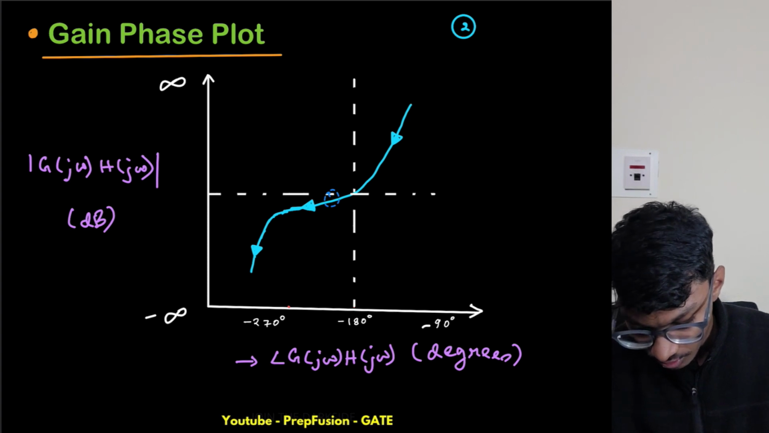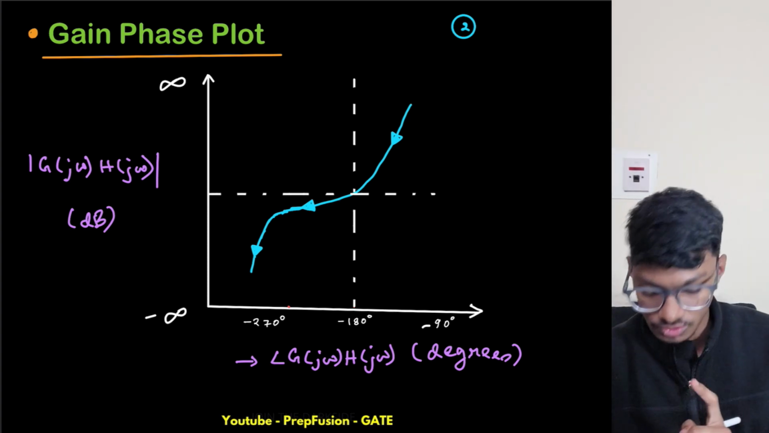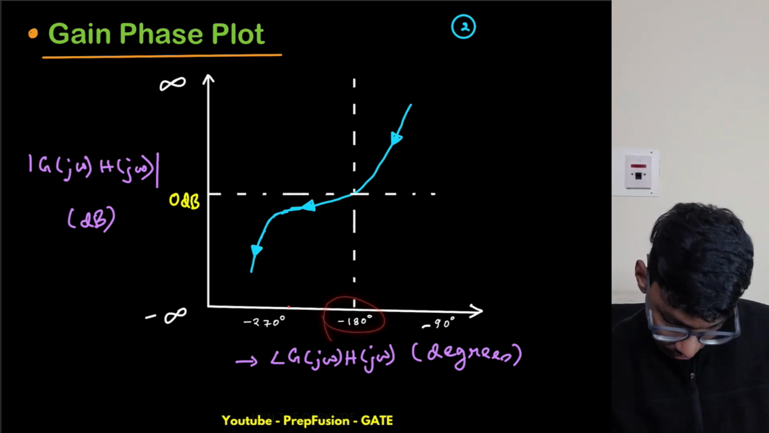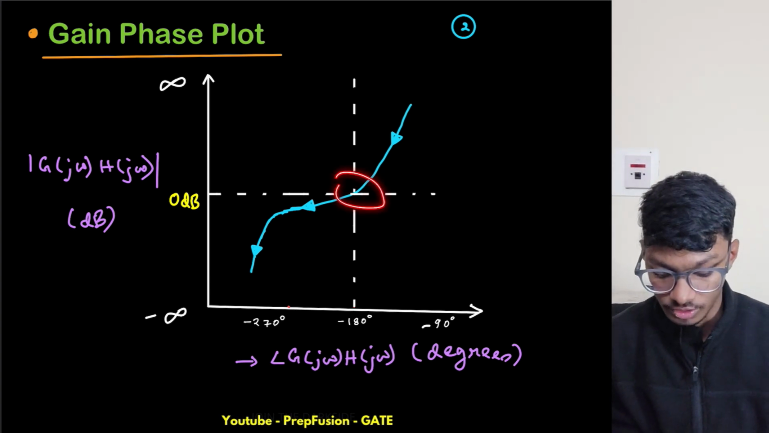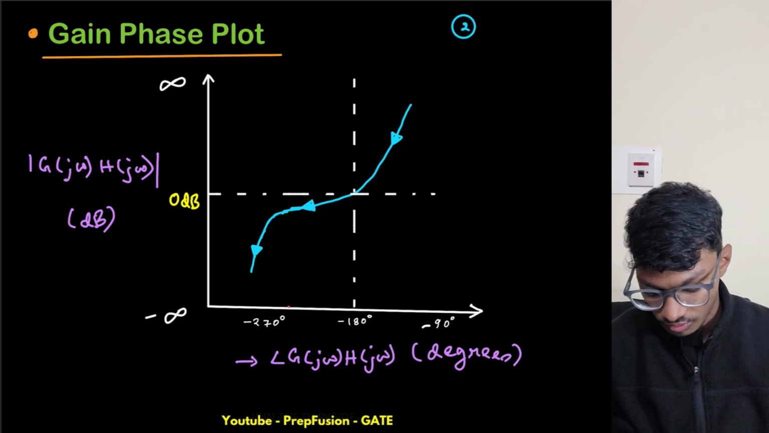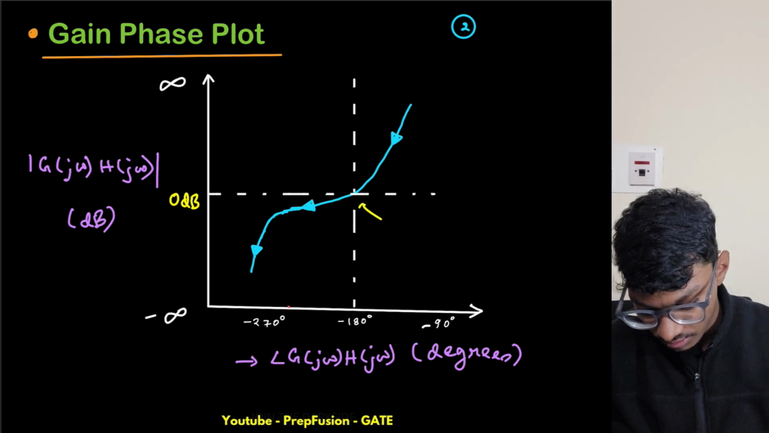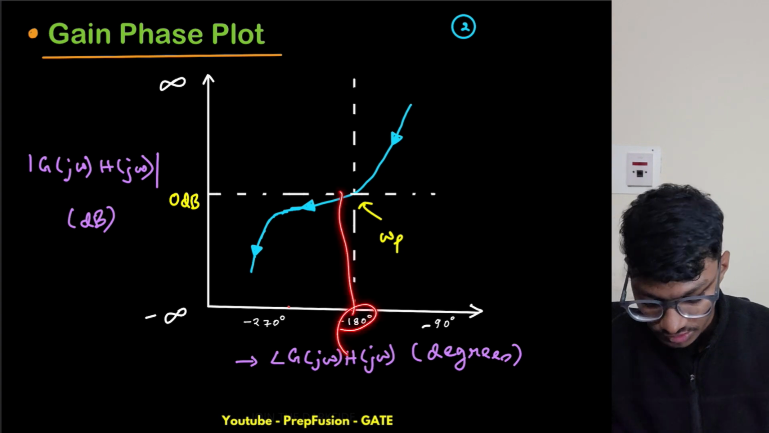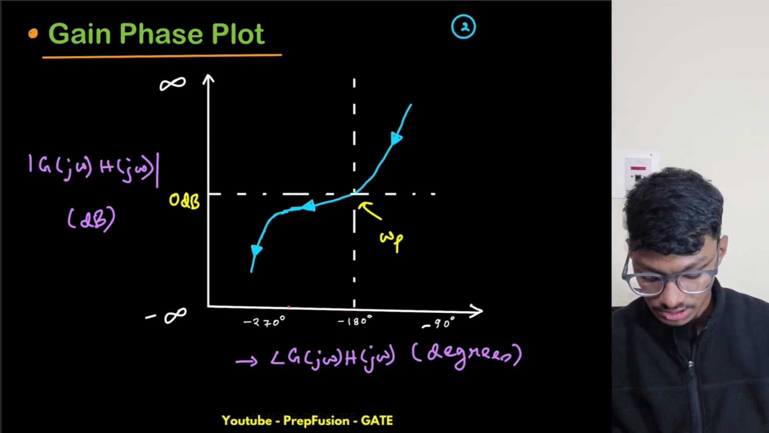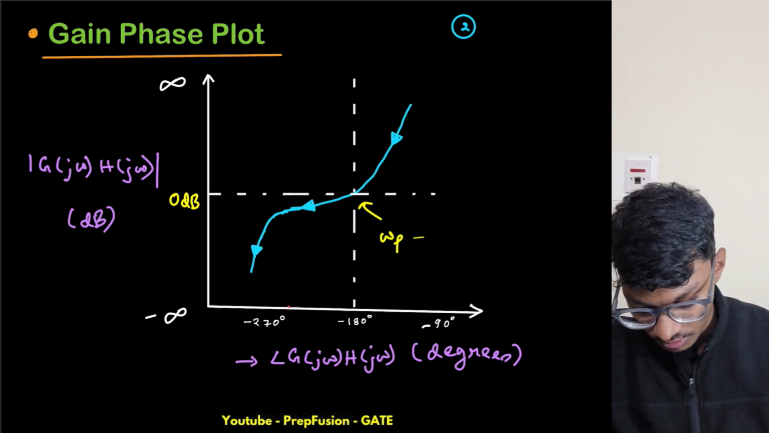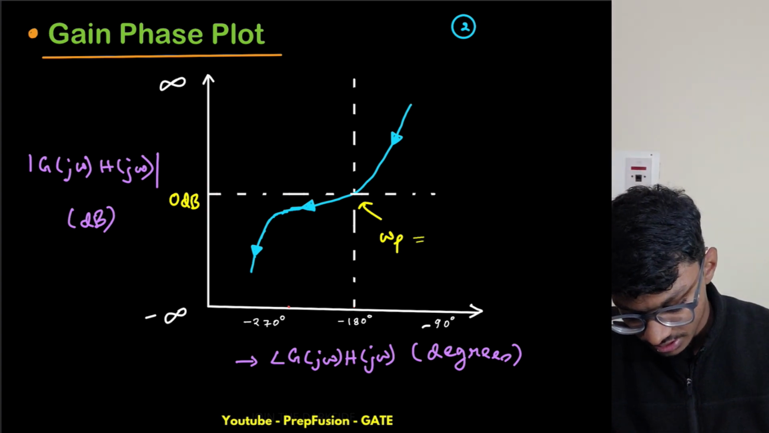Now can we comment about the stability? I want to ask you, let's say this is my 0 dB and this is my minus 180 degrees, and this is intersecting at this point. Can you comment about the stability? What is my omega p this time? Omega p is here, at this point, because this is the minus 180 degree point. And what is my omega g? Gain is also 1 at this point. So omega p equals omega g itself.